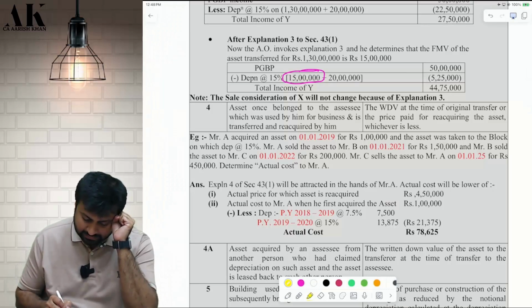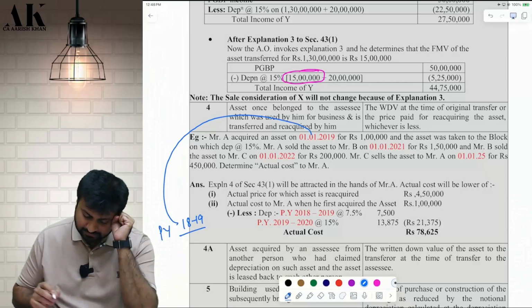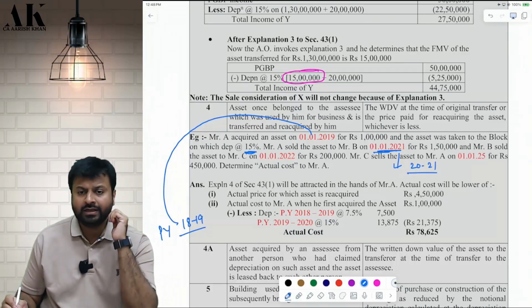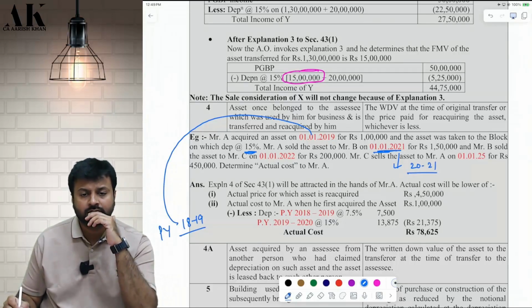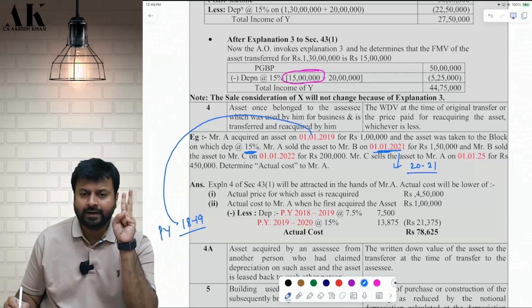Mr. A acquired an asset on 1/1/2019. It means he acquired in the previous year 18-19, correct? And the asset was taken to the block on which 15% depreciation is allowed. Mr. A sold the asset to Mr. B on 1/1/2021. It means he is selling in 2021, correct? After how many years? After 2 years, correct? In the third year: 18-19, 19-20, 2021.